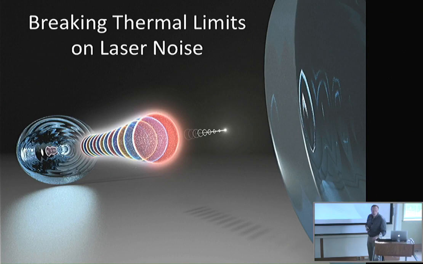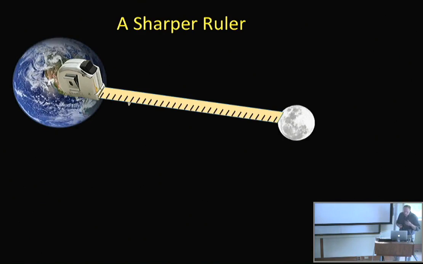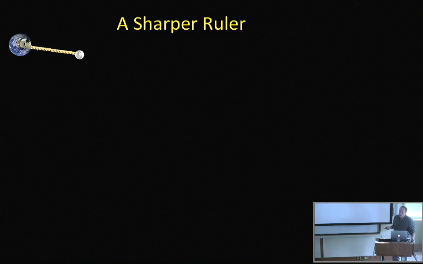So the goal here is to think about building a more single-frequency laser, in some sense a sharper ruler. We can visualize that this way: when we started this work, the best lasers out there had a coherence length, if you think of it as a ruler, that would extend from about the Earth to the Moon, maybe a few times back and forth. We think this could be a path to building lasers with coherence lengths that would extend all the way from the Earth to the Sun. So it would be a pretty dramatic improvement.